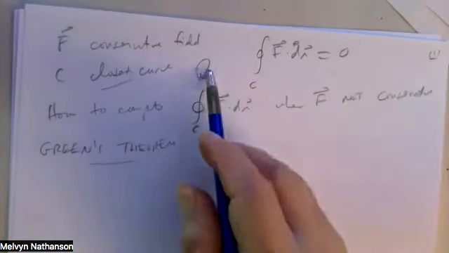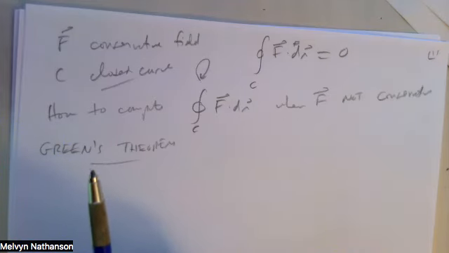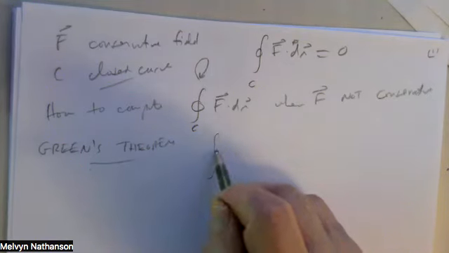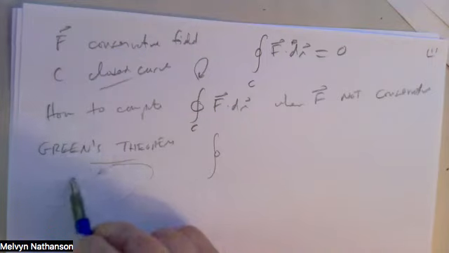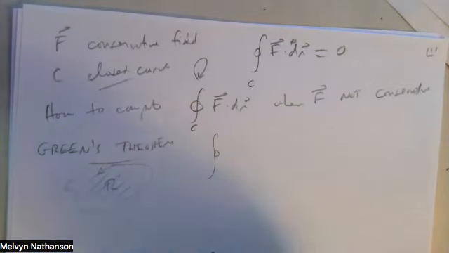So if you have a nice closed curve, it doesn't intersect itself, so it's what's called simple, and a vector field F, which is not necessarily conservative, but its coordinate functions can be differentiated, it says the following: the integral around the closed curve. So here we have, this is C, and it encloses a region R. So R is a region inside the curve.